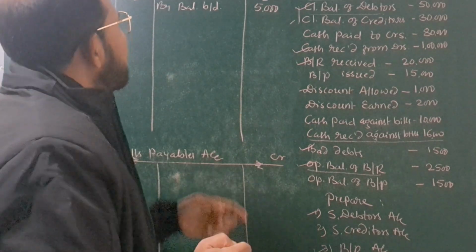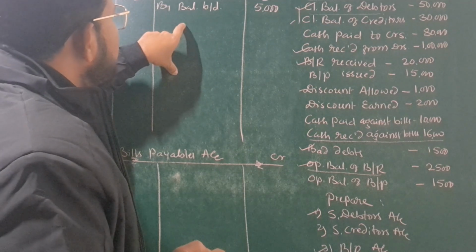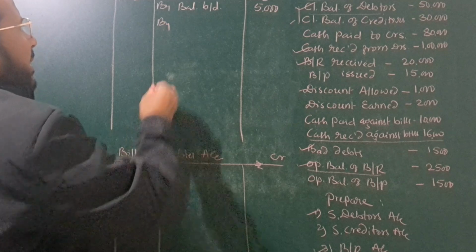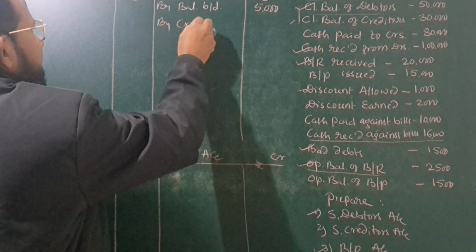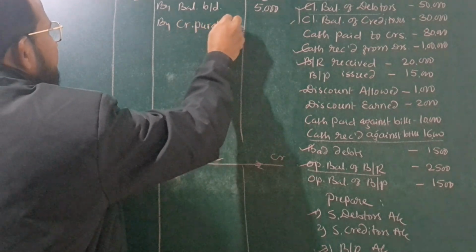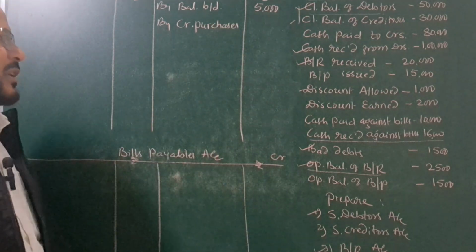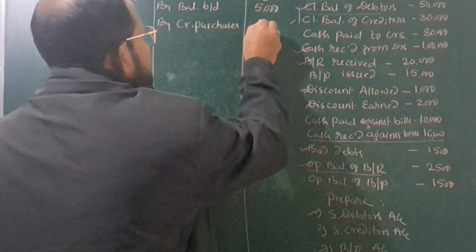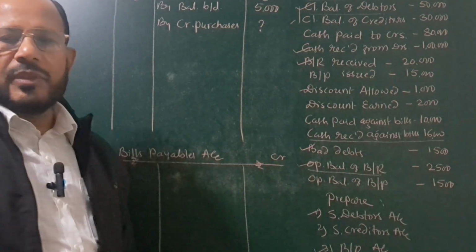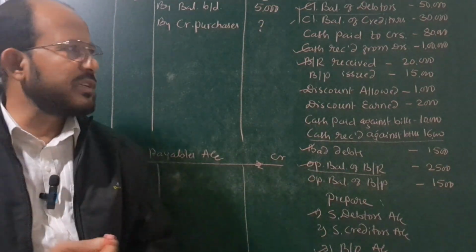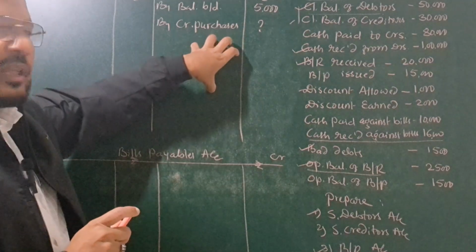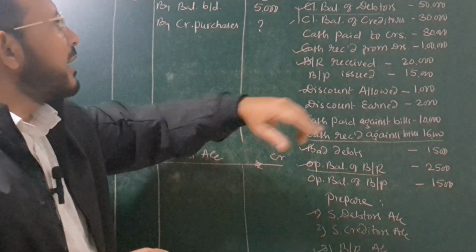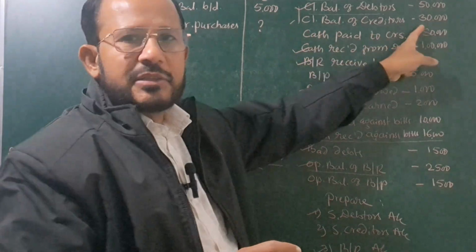Next one is, see, in the creditors account, on the credit side, the important entry is credit purchases. Credit purchases, as I told you, are not given in the problem. Therefore, this is the missing figure here. We have to find out the credit purchases. If credit purchases are not given, the closing balance of creditors will be given. Here just you see, the closing balance of creditors is given in the problem.